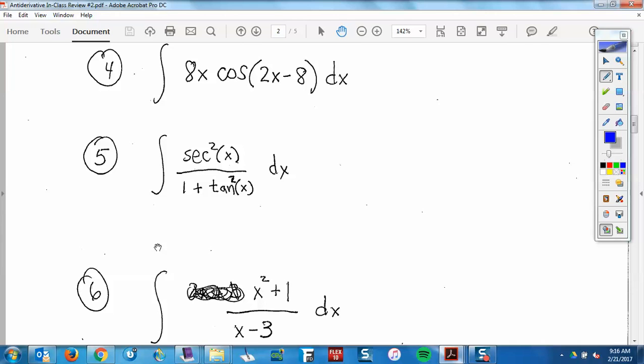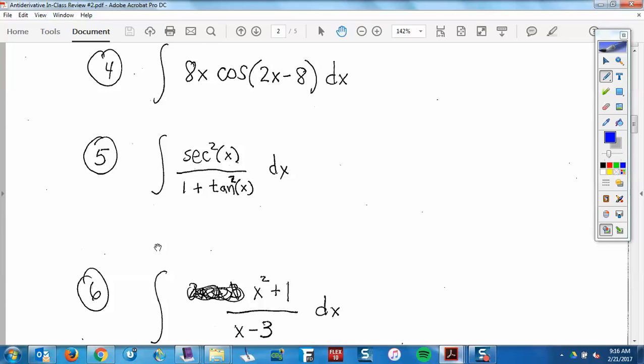So I think Emily's got the right idea there. Although you wouldn't have to do that. You could just let u be the bottom. If you just let u be x minus 3, then you could solve for x and plug it in, and then FOIL out the top, and then you could split. So that's probably how you would split it.